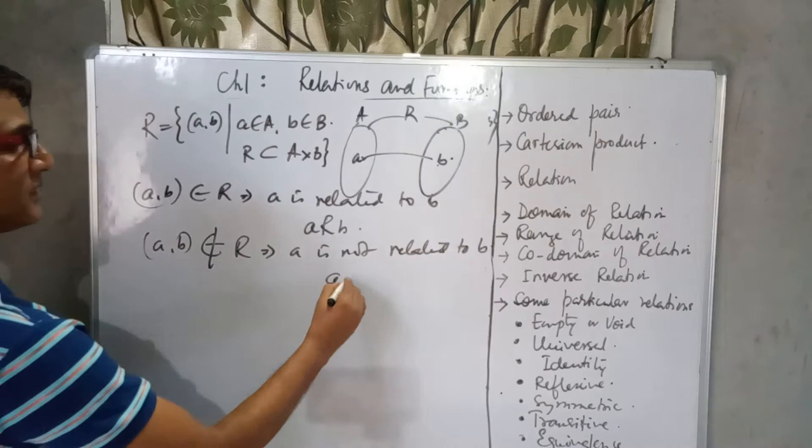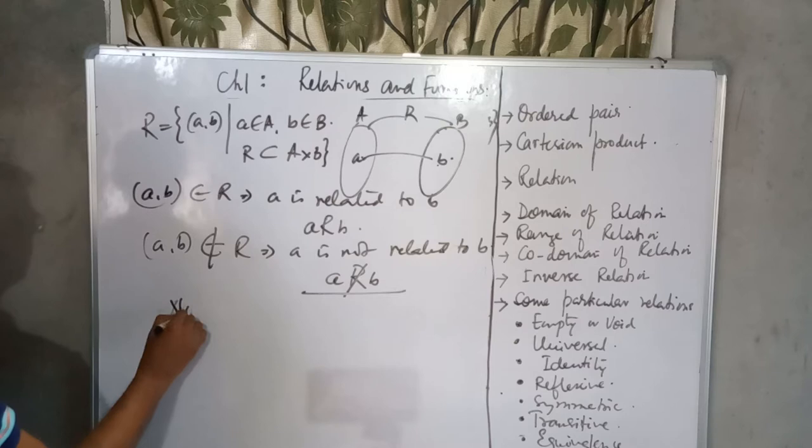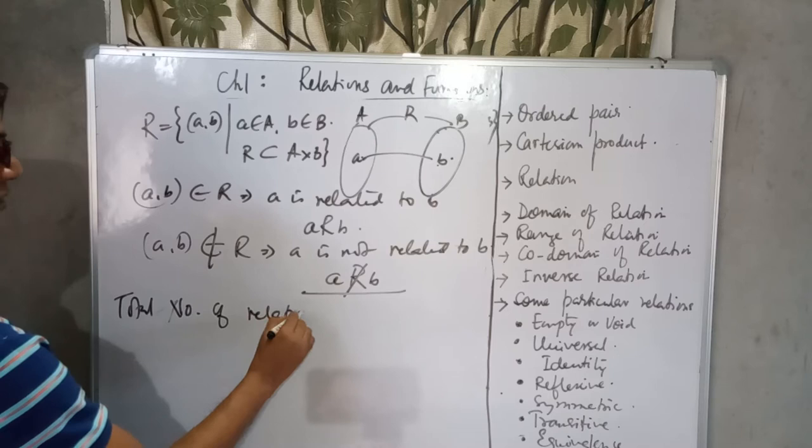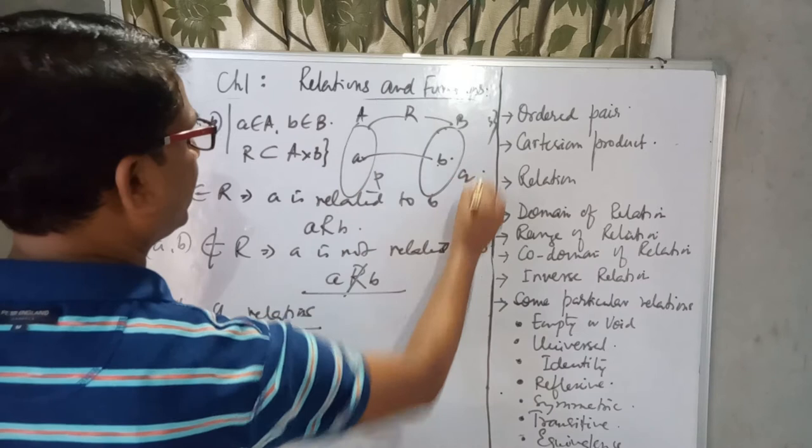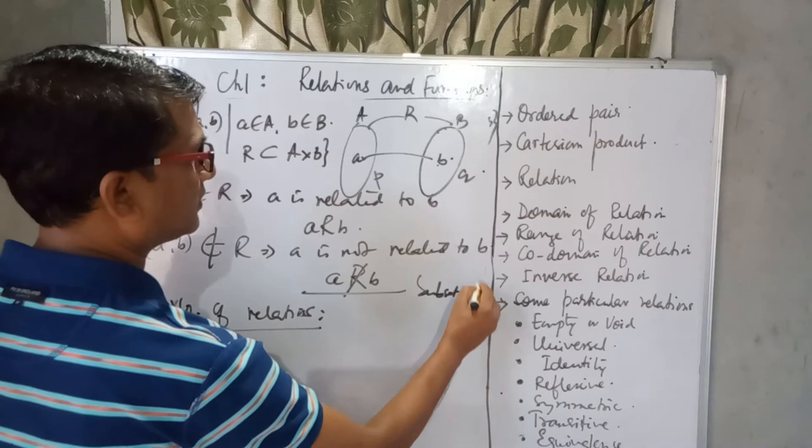Okay, total number of relations. What is the total number of relations from A to B? If A has P elements and B has Q elements, then what are the total subsets of A cross B? 2 to the power PQ. So the total number of relations is 2 to the power PQ.